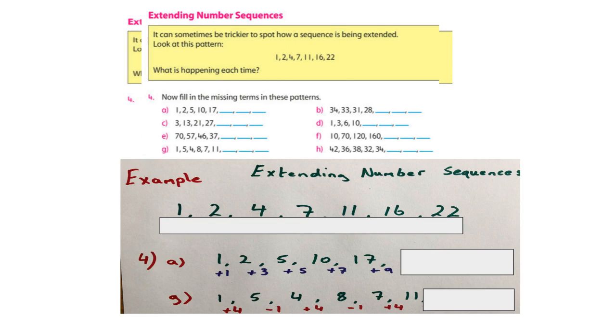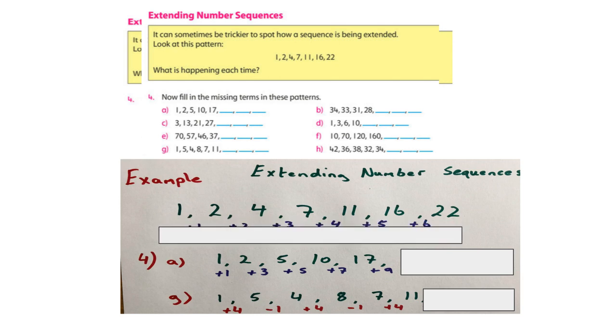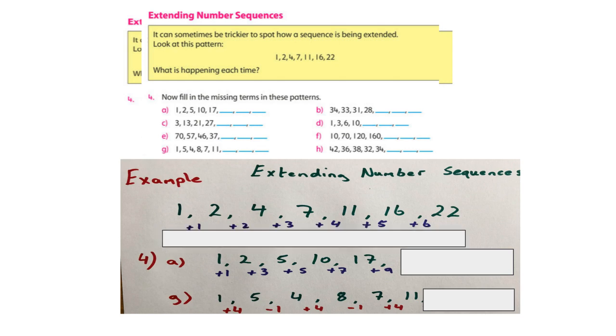So if we look at the example down here, we've got from 1 to 2 to 4 to 7 to 11 to 16 to 22. It's increasing, so it's going up. So it indicates that we're going to use the plus sign. So if we have a look and see, to get from the 1 to the 2, we must plus 1.